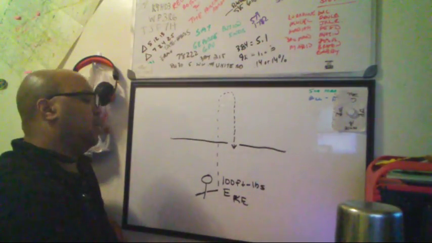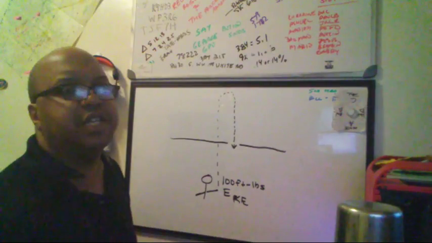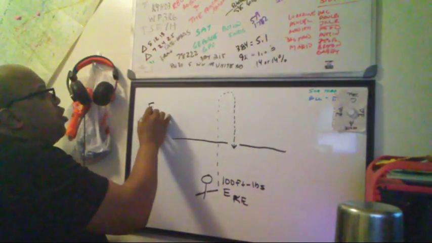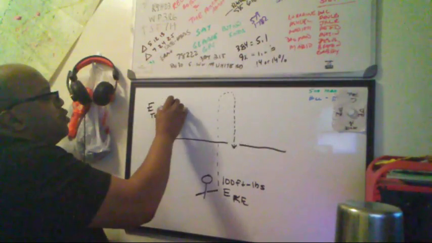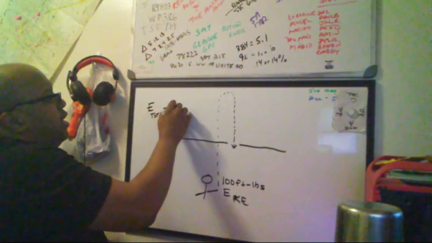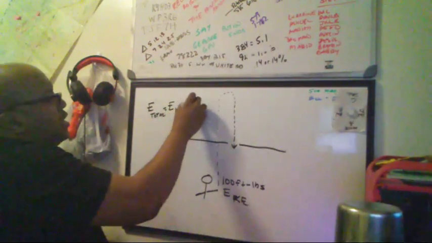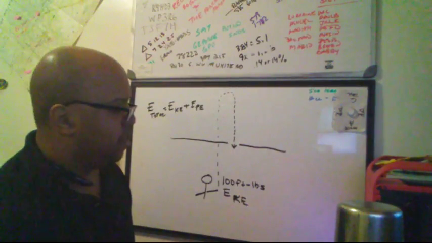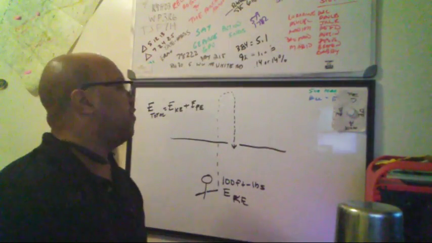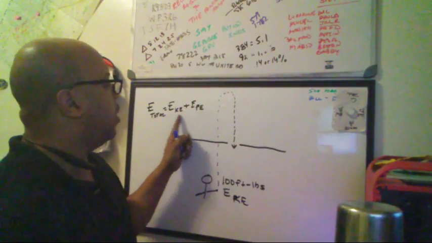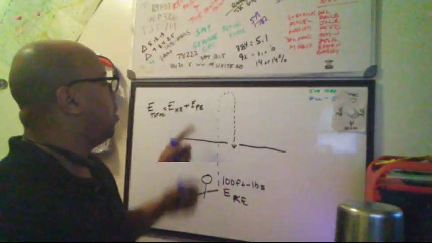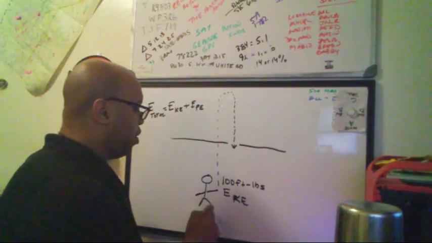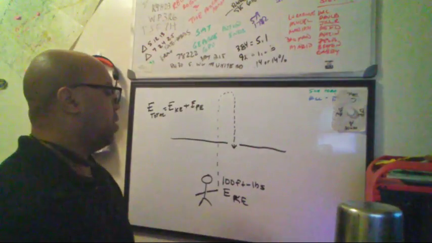So you have to understand what energy is. Total energy E is equal to kinetic energy KE plus potential energy PE. And you must understand that whatever the total energy is, it's never going to go away. It's either going to be high here and low there, or low here and high there, or they're going to be balanced.